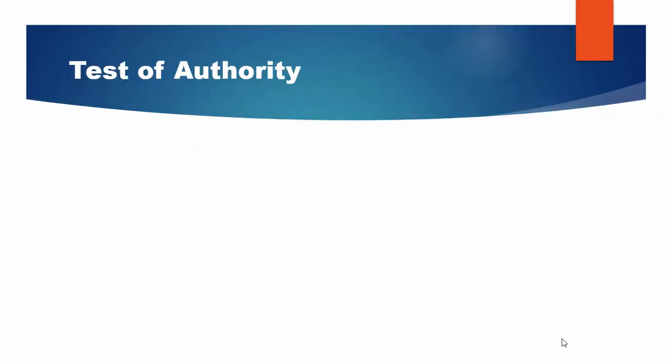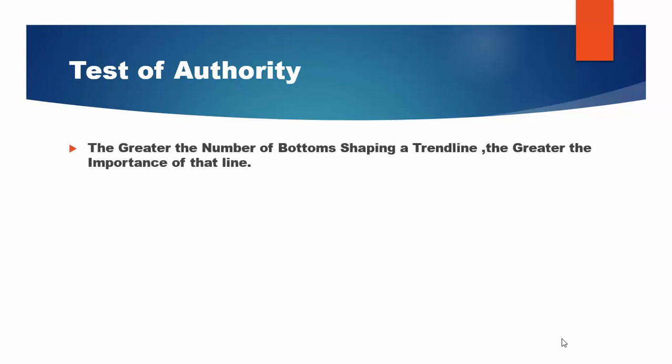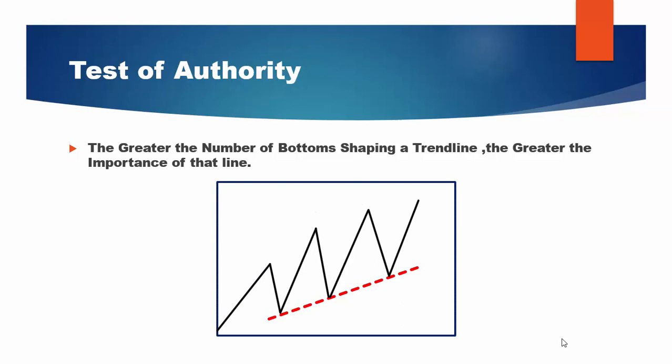Okay, now let's test the authority of trend lines with these 3 tests. 1. The greater the number of bottoms shaping a trend line, the greater the importance of that line. For example, look at this picture. We can draw the trend line with the first 2 bottoms. When we see the price reacted to our trend line at the next bottom, we can understand that this trend line has some importance for us. And if it happens 4 or 5 times, it would be a very strong trend line, and we should consider any signals which a breakout from this trend line can give us.